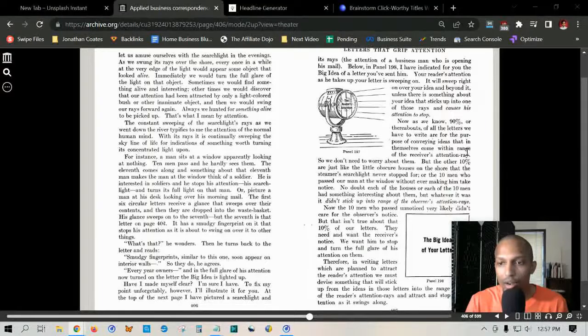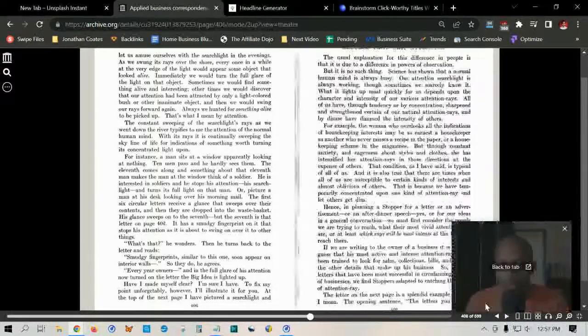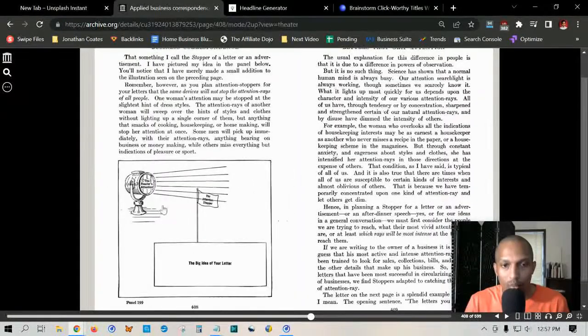So as you can see here on this next page, he uses this same ray light. The big idea of your letter is here, and you have an attention stopper as a flag. So this is the reader's attention, and you've got this, hey, check this out. What he's basically saying up to this point is, you want that big idea of your letter to be congruent with the attention stopper, but you want to make sure that you have this content taken care of first, then focus on this and make sure this is a seamless transition.